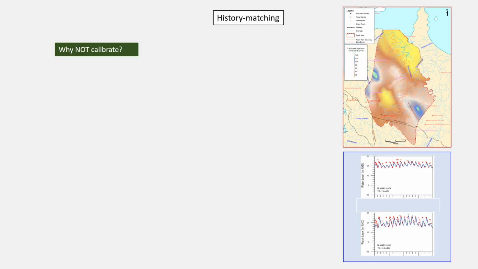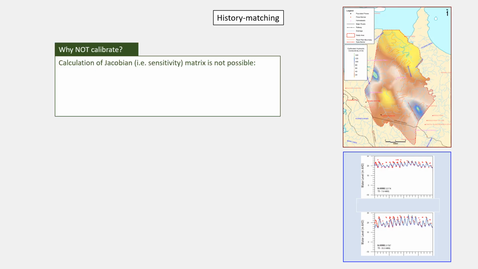So why do we ever not calibrate? Well, there will be occasions where it's just not feasible. If we have lots of parameters, which we often do, and a model that takes a long time to run, then filling of that Jacobian matrix, that sensitivity matrix, may become numerically impossible. It may just require too many runs of a model that takes too long to run.